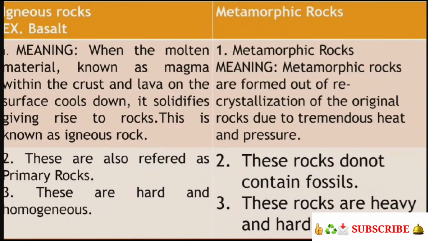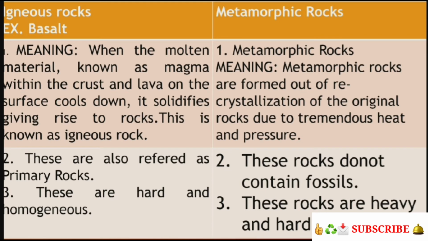Now, the third one, that is igneous rock and metamorphic rock. Let's have the meaning of igneous rock first. When the molten material known as magma within the crust and lava on the surface cools down, it solidifies, giving rise to rocks. This is known as igneous rock. Now, the meaning of metamorphic rock. Metamorphic rocks are formed out of recrystallization of the original rocks due to tremendous heat and pressure.